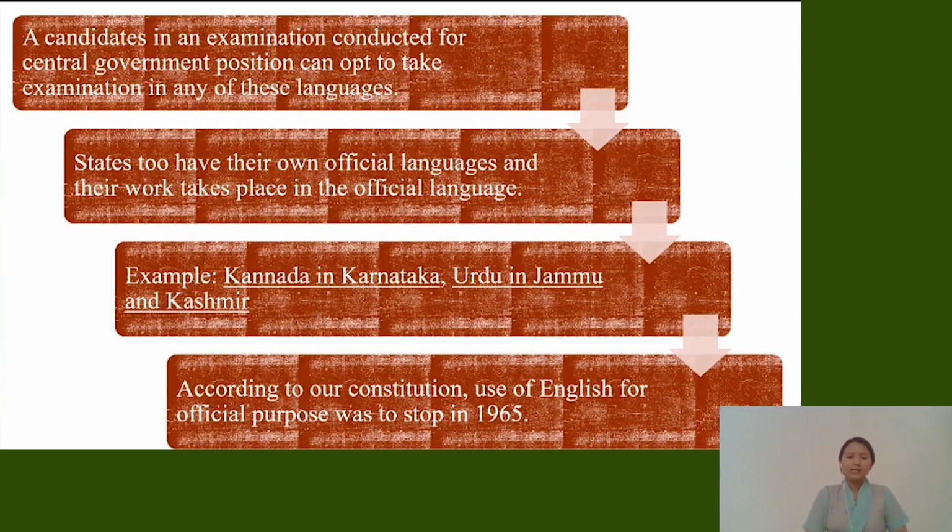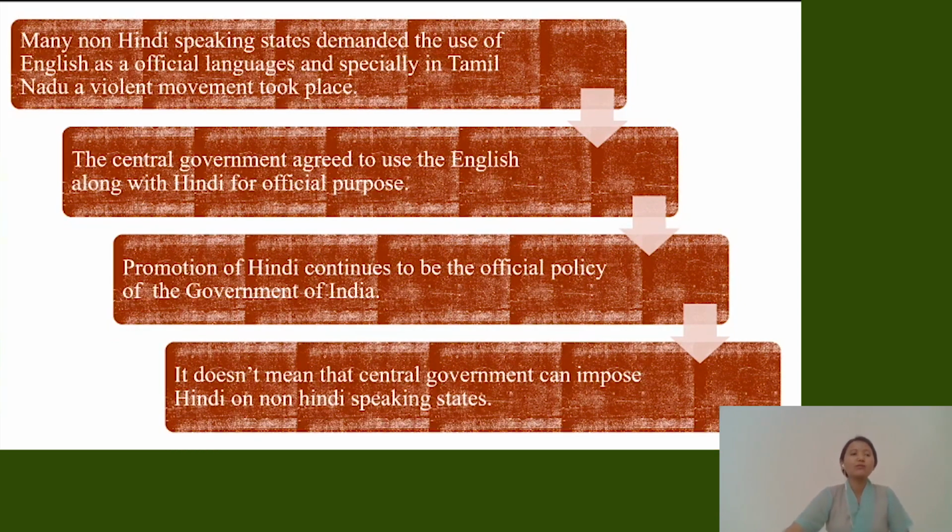What happened here is that in 1965, the Constitution declared that the use of English as an official language would be stopped from 1965. But this was totally opposed by the southern part of India, that is mainly the non-Hindi speaking states. They demanded that the use of English as an official language should be continued. Especially in Tamil Nadu, a violent movement took place against these measures taken by the government of India. Because of that, the central government finally agreed to use English along with Hindi as the official language.